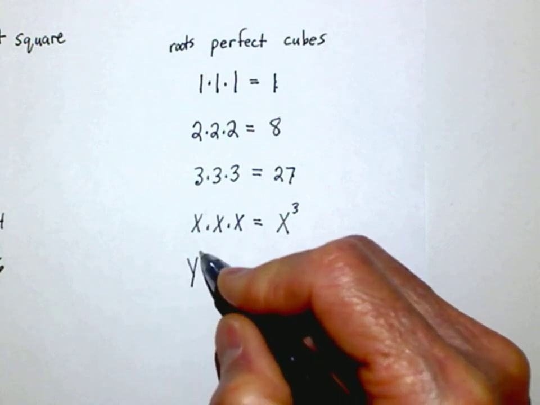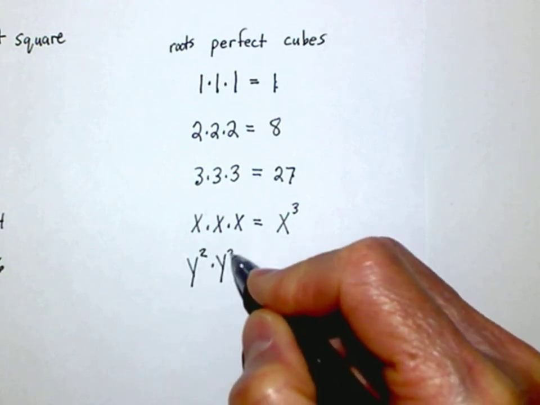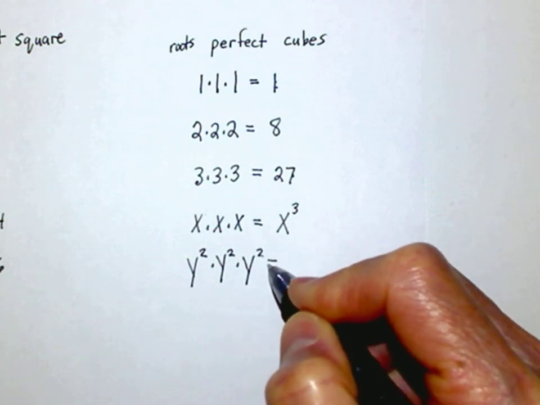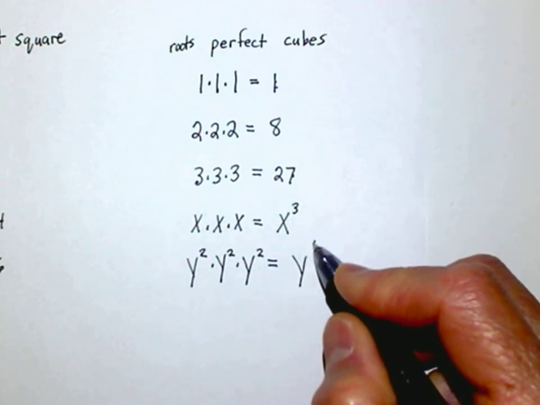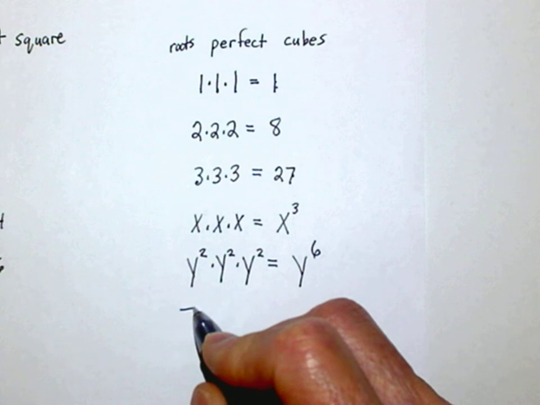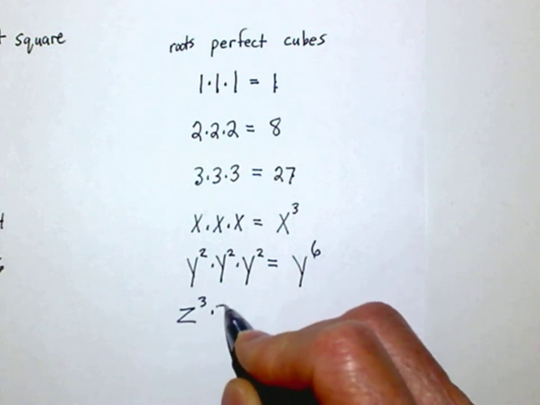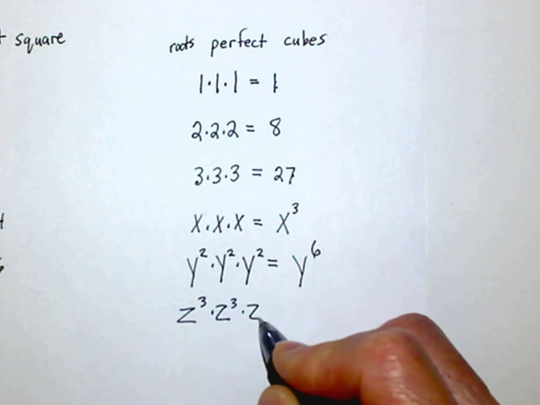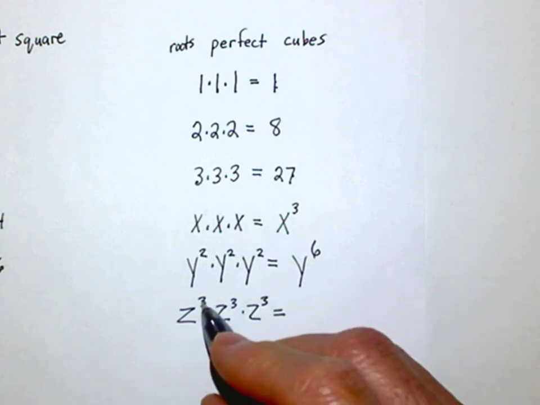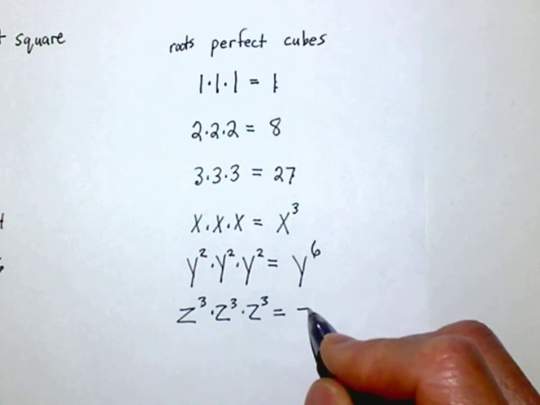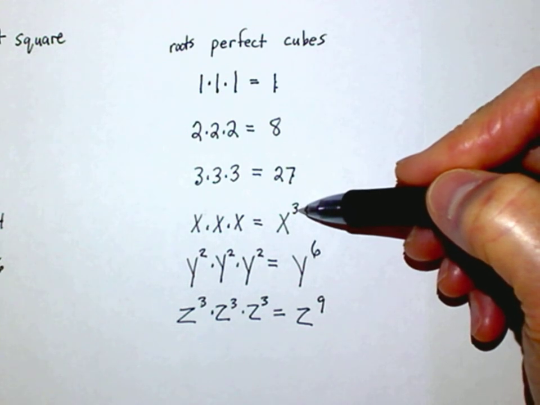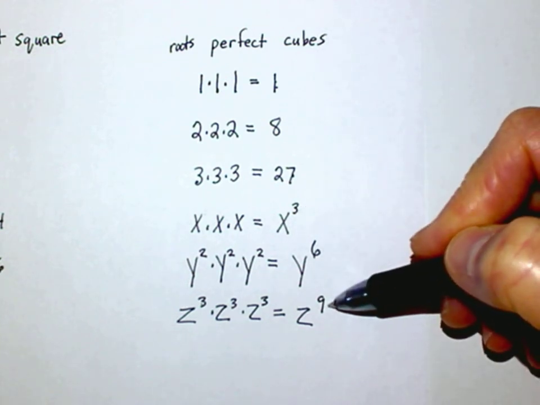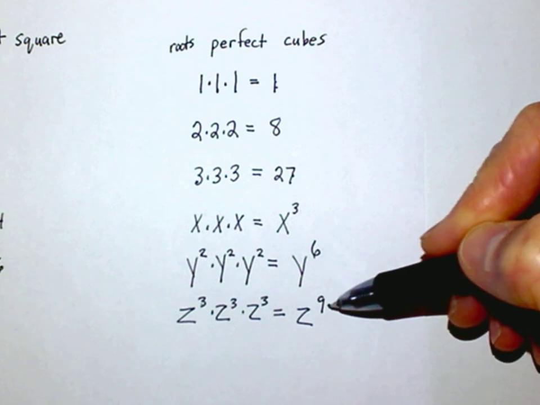Let's take y squared times y squared times y squared. Add the exponents. 2 and 2 is 4, plus 2 is 6, gives me y to the 6th. Let's take z cubed. Z cubed times z cubed times z cubed. Add the exponents. 3 and 3 is 6, plus 3 is 9, gives me z to the 9th. Notice that my perfect cube exponents are all multiples of 3. So with your list of squares and cubes, we're ready to tackle factoring.